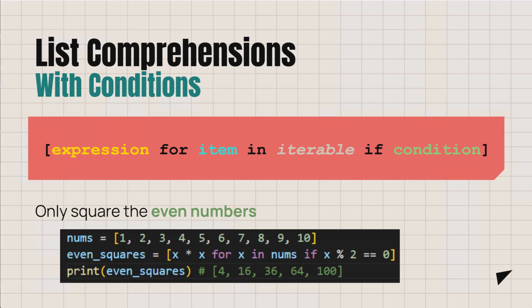We can put conditions on any of the comprehensions, including list comprehensions. So here you see expression for item in iterable, which we had before, if condition. If that condition holds, then it's going to apply the expression and add that to the new list. If that condition doesn't hold, it's going to continue to the next item in iterable, which is our original list. So you can see here, we are squaring the even numbers in a collection.